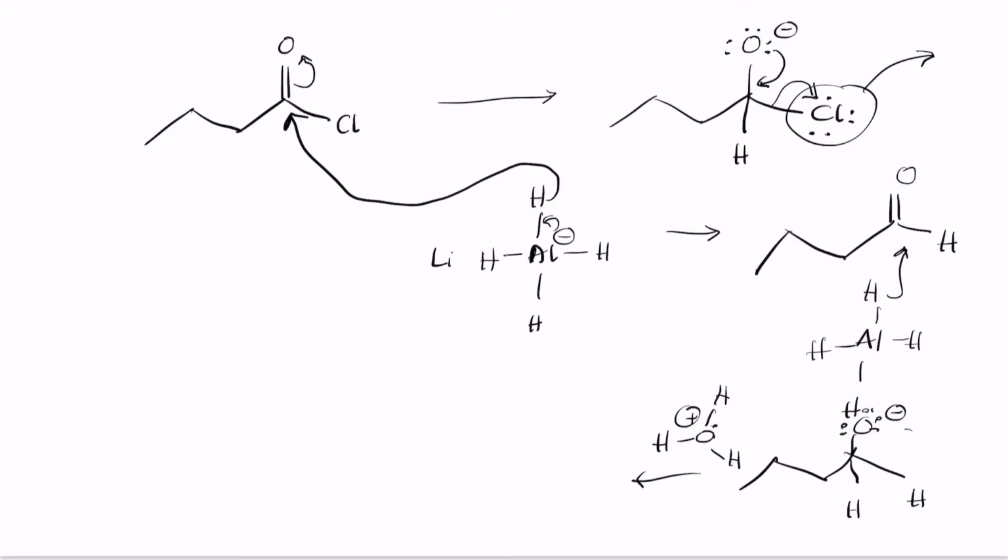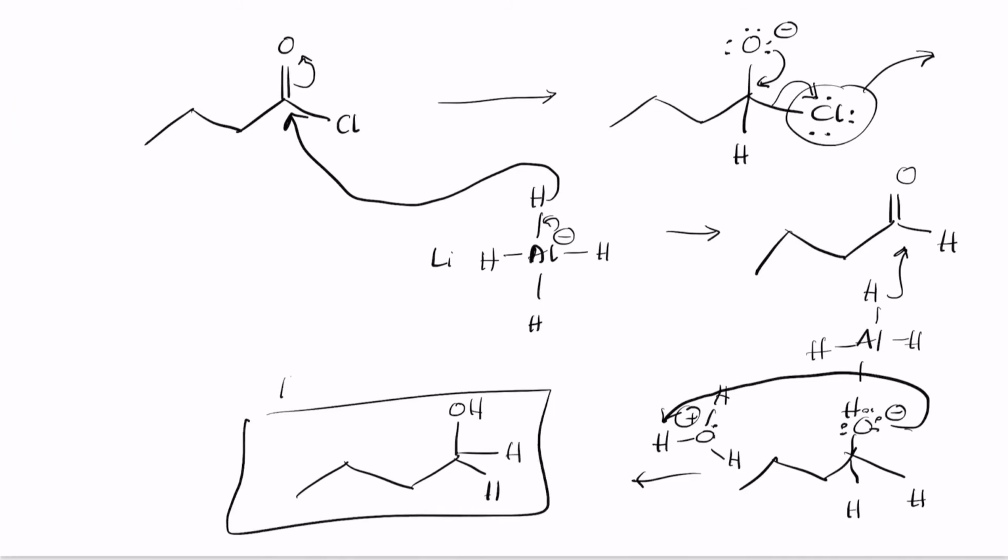So what will happen now? The oxygen now attacks the proton, resulting in the final formation of OH and 2 H's. So resulting in the formation of a primary alcohol. So this is the alcohol that forms.